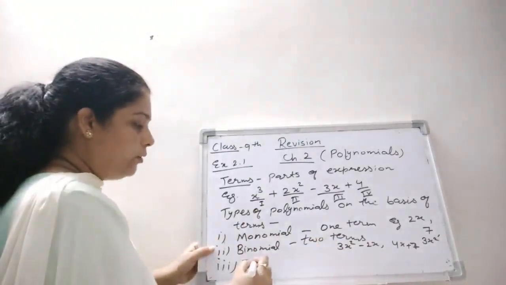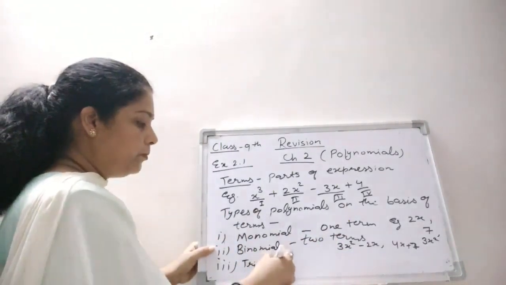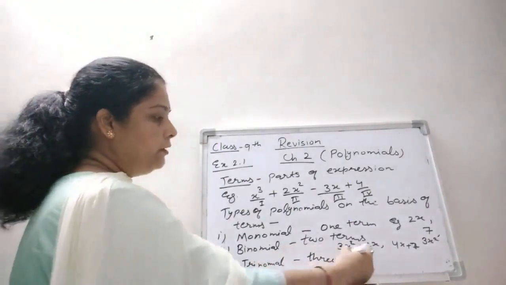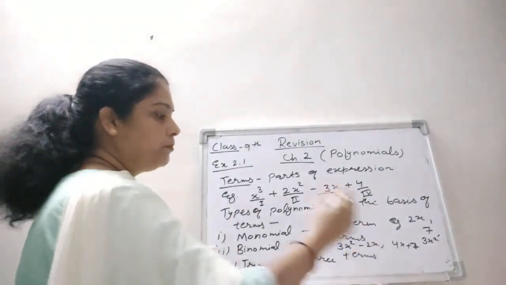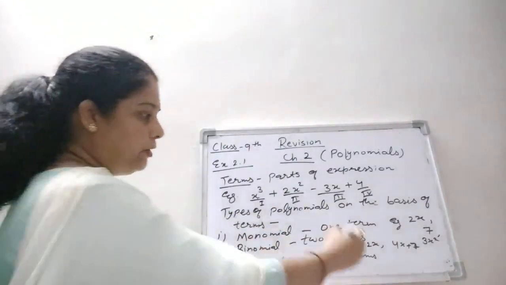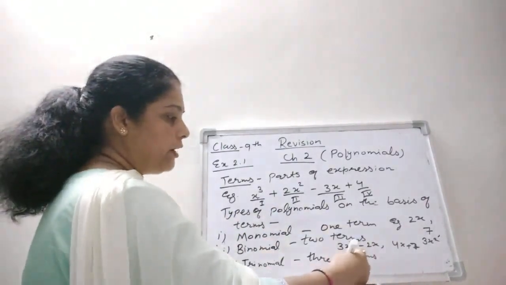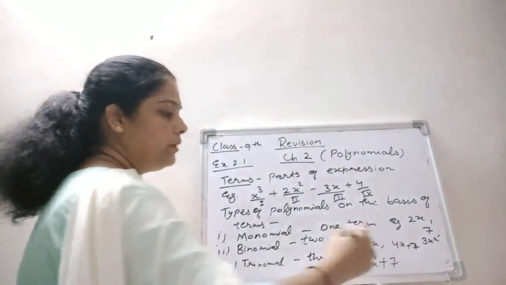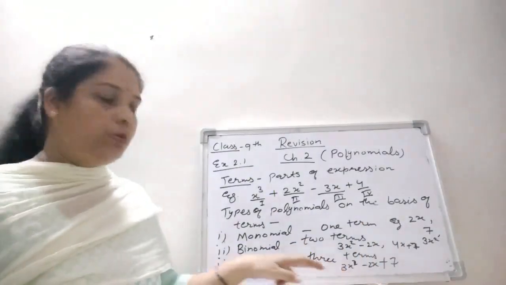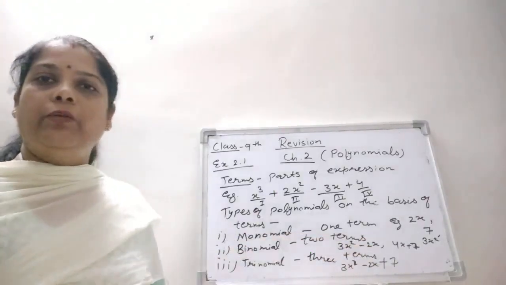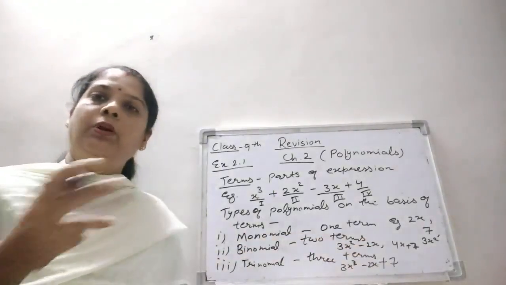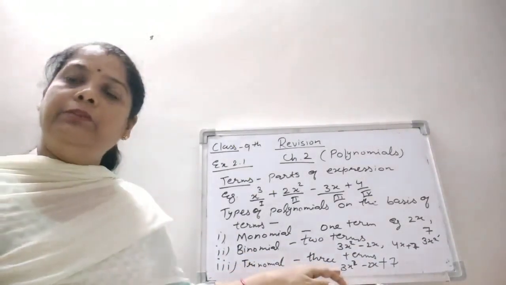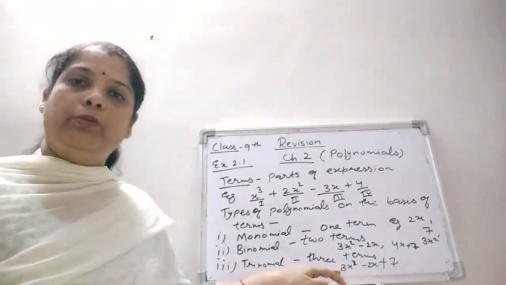And trinomial. An expression having 3 terms is called a trinomial, like 3x² − 2x + 7. Here we have 3 terms, so it is an example of a trinomial. And polynomial: an expression having many terms is known as a polynomial.